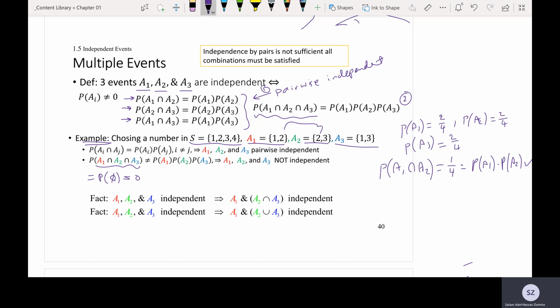Now, if A1, A2, A3 are independent, then A1 should be independent of the intersection of the other two, or the union of the two, or any combination. Basically, one of them should be independent of any combination of the union and intersection of the others. As we talked about before, when you have two events, A and B, A is independent of B means that A is independent of B complement. Similarly here, A1 is independent of A2 and A3. It is independent of their intersection, union, and so on.